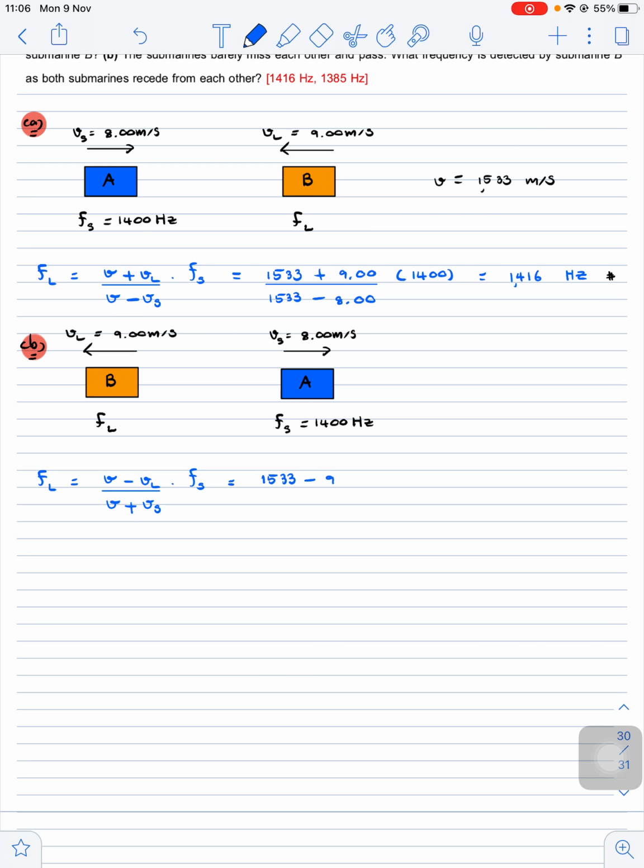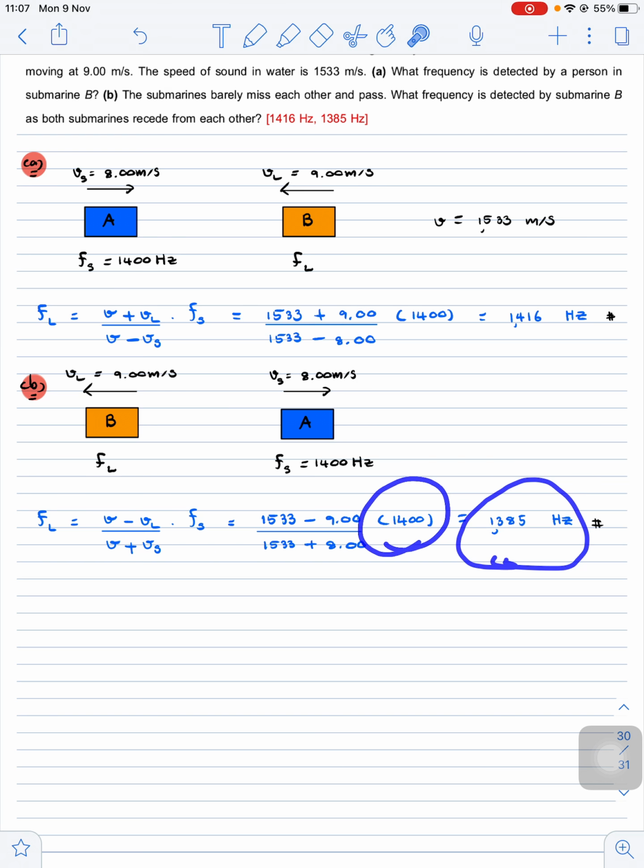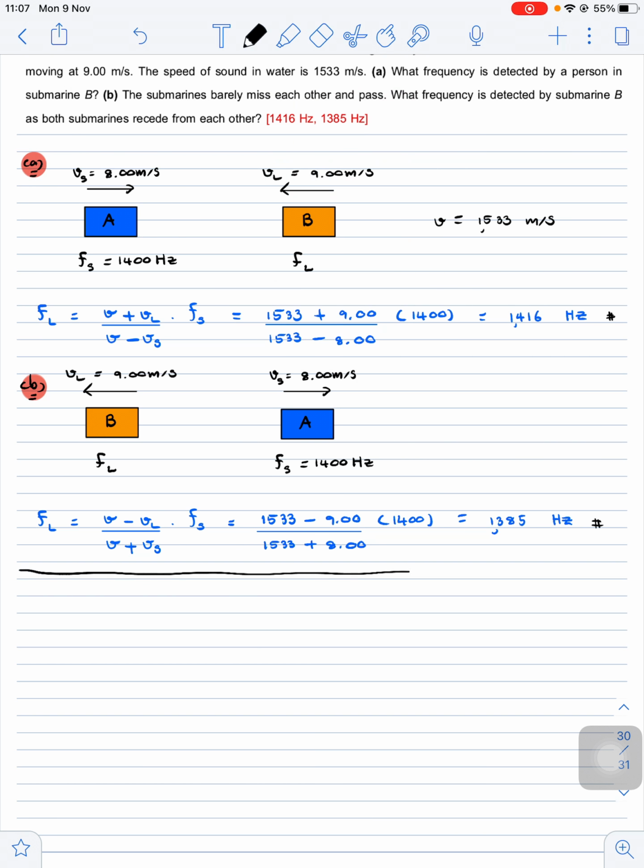The same thing, and then times 1400. And then finally we get the number to be 1385 hertz. So you can see that the frequency the listener hears here is less than the frequency of the source. Okay, so that is the end of this chapter.